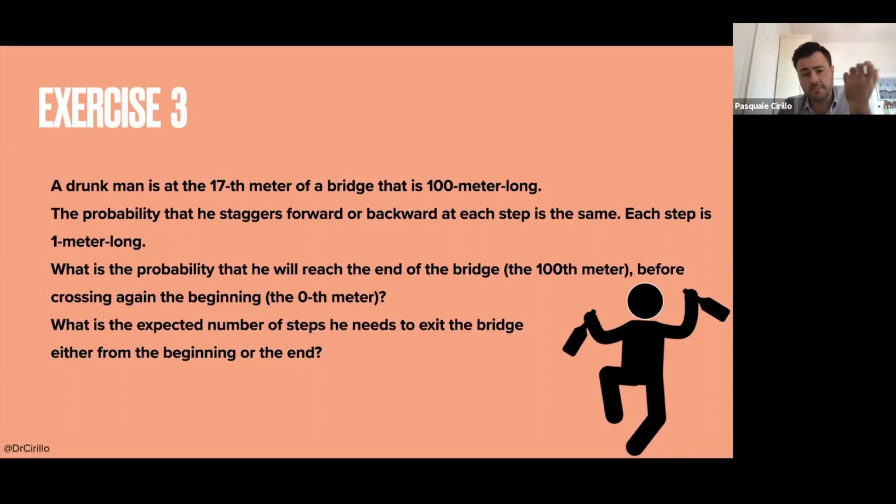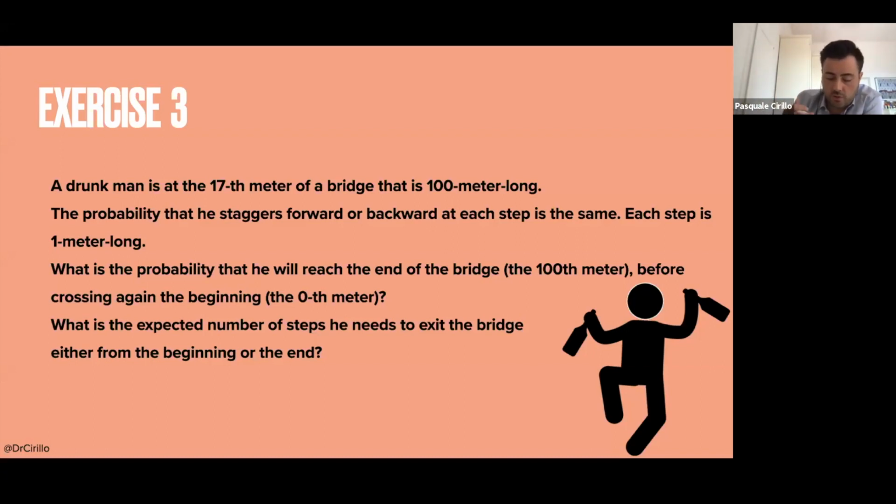The probability that he staggers forward or backward at each step is the same. So he has a probability 1/2 of going forward, and he has a probability 1/2 of going backward. Okay, so this guy is just drunk, so he's just moving randomly in one direction or the other. I want to know what is the probability that this guy will reach the end of the bridge, that is to say meter number 100, before crossing again the beginning.